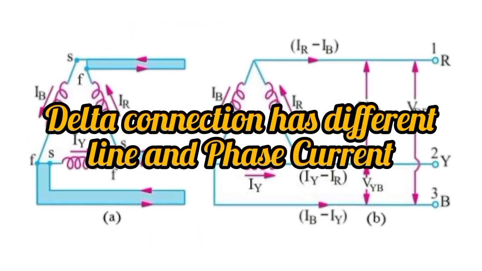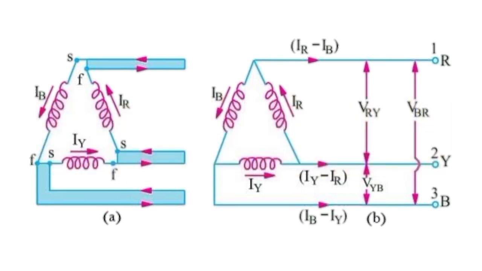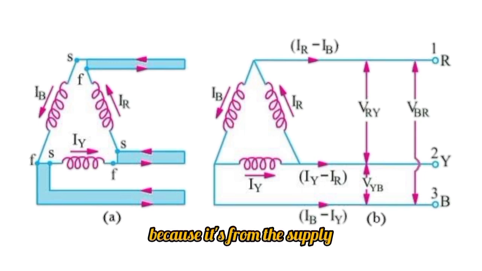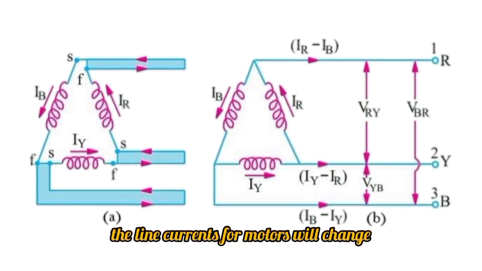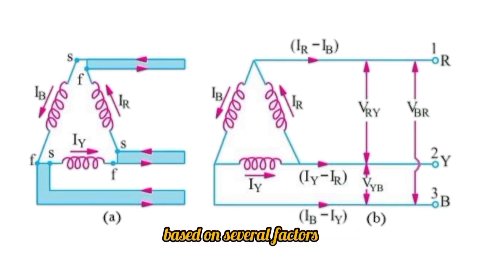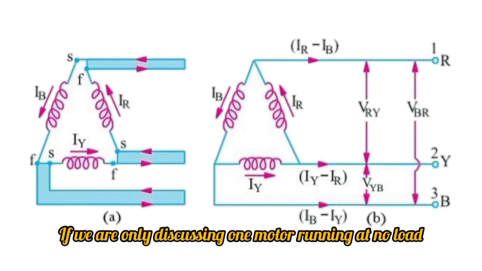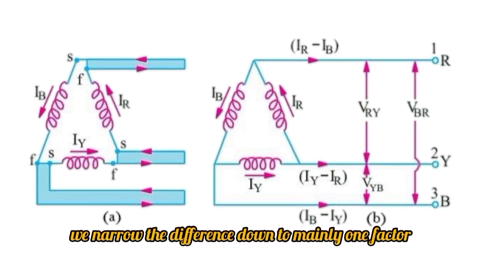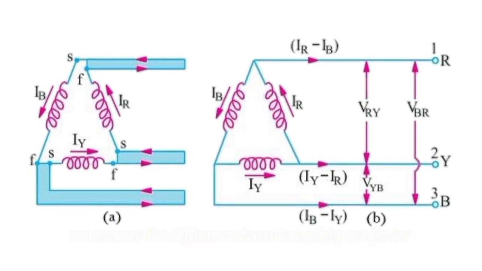Delta connection has different line and phase currents. Unlike line voltage, which stays the same because it's from the supply, the line currents for motors will change based on several factors. For example, the motor's power, load on the motor, power factor, motor connection type, etc. If we are only discussing one motor running at no load, we narrow the difference down to mainly one factor, the type of motor connection, whether it's star or delta.